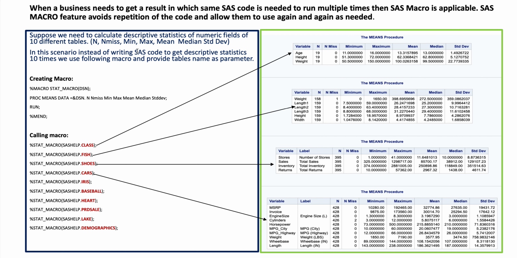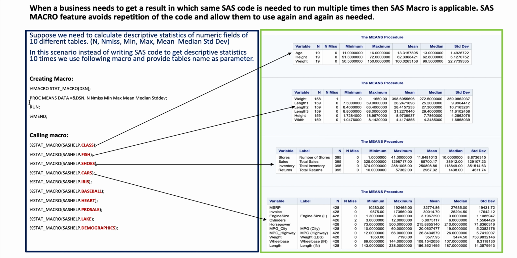We are going to calculate descriptive statistics. That's why we are going to use the PROC MEANS procedure. PROC MEANS data=&DSN. That means we are going to call the macro variable here, and we are going to provide options: N, NMISS, MIN, MAX, MEAN, MEDIAN, STD. Run, and we close the macro with %mend.